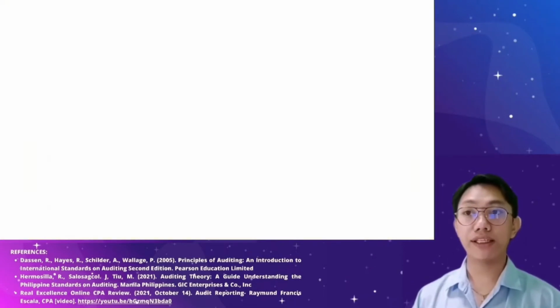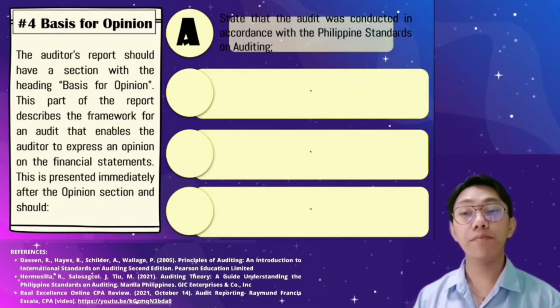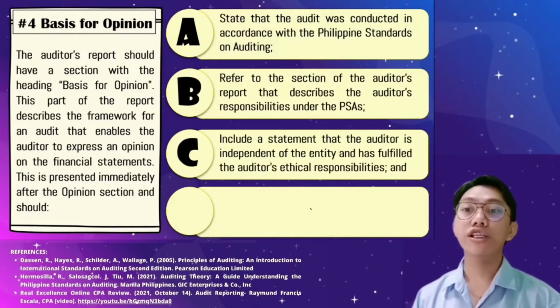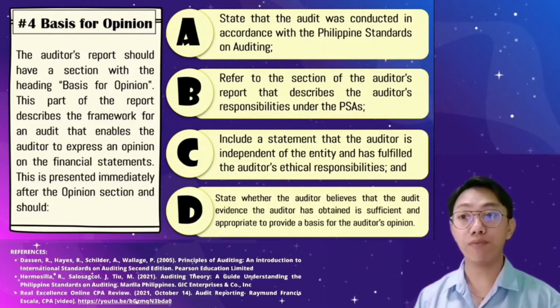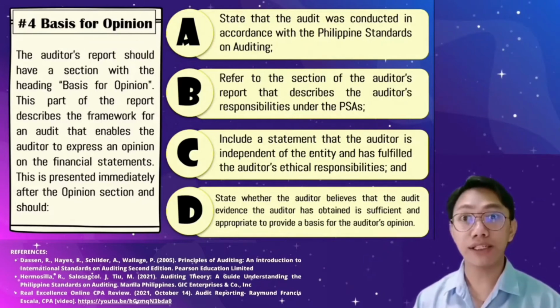And the fourth element is the basis for opinion. The auditor's report should have a section with the heading Basis for Opinion. This part of the report describes the framework for an audit that enables the auditor to express an opinion on the financial statements. This is presented immediately after the opinion section and, so meaning to say, the purpose of this section, which is the basis for opinion, is to discuss yung mga circumstances na nagbibigay ng rights kay auditor na mag-express ng opinion.